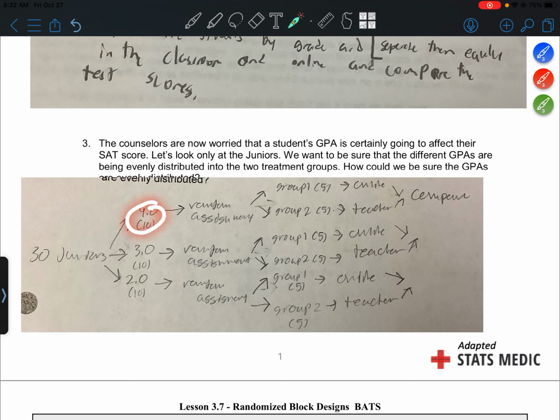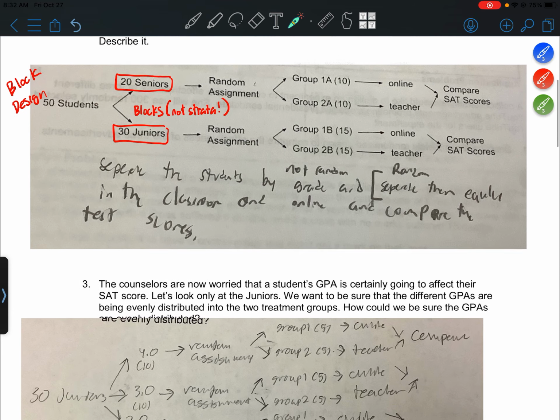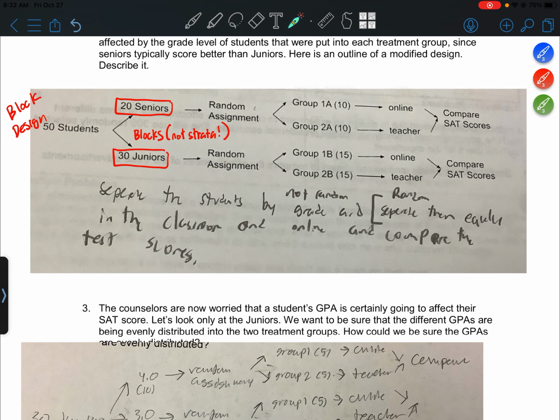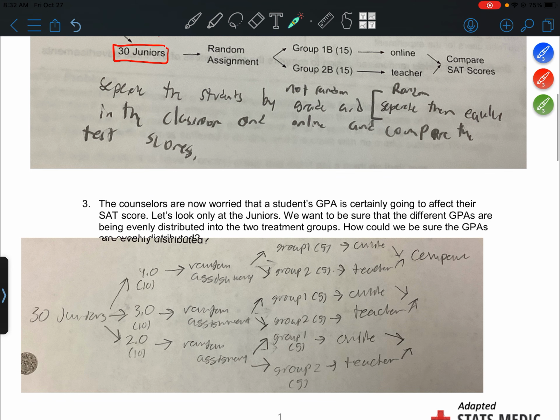But anyway, so now we've got 3 subgroups based on GPA, and now we can take all the 4.0 students and then randomly split them up to the 2 treatments. We have our 3.0 students that are getting randomly split up or kind of balanced out to the 2 treatments, and then all the 2.0 students get evenly balanced out to the 2 treatments. Okay. Now, this is a great design.